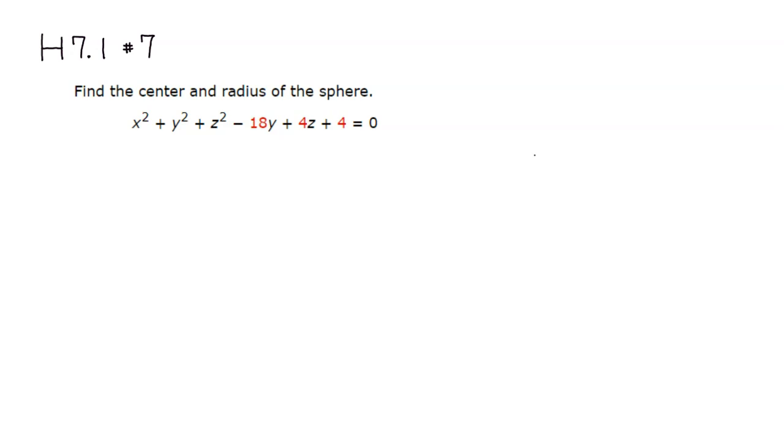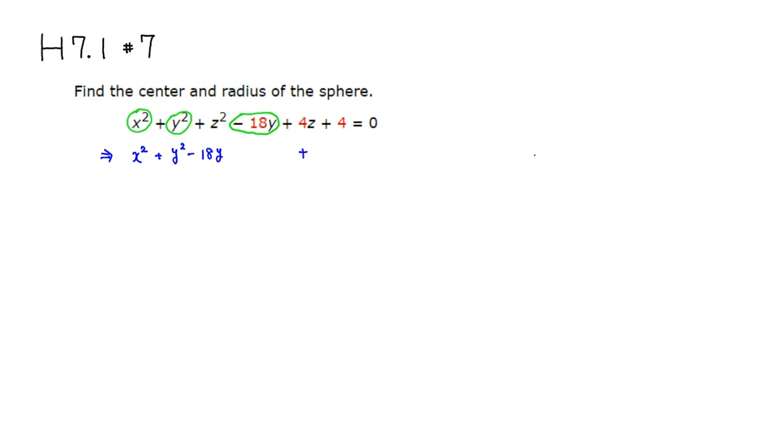First, I'm going to collect all the x's together, y's together, and the z's together. So we have x squared, and there's no other x term, so that's it. Then how about the y's? There's going to be y squared and negative 18y. I'll give a little bit of room here.